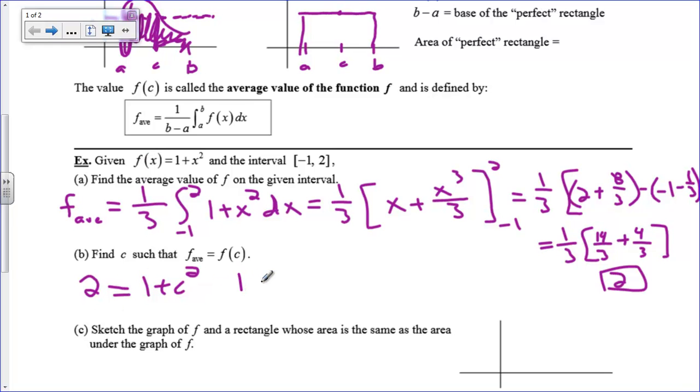Subtract 1 from both sides. Square root, c equals plus or minus 1. Now in our theorem we wanted c to be in between a and b, and a and b here are negative 1 to 2. So I'm going to say that that happens at about 1.